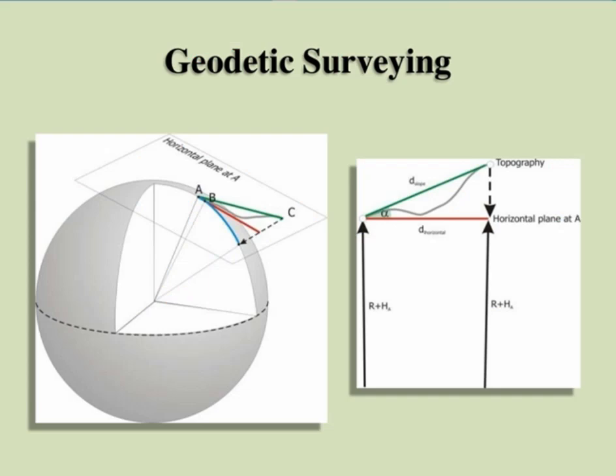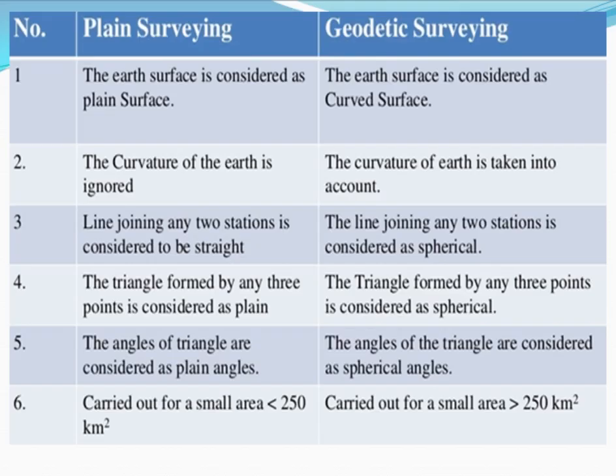Now the difference between plane and geodetic surveying. As we know that in plane surveying the earth surface is considered as the plane surface. Here the earth surface is considered as curved. The curvature of earth is ignored. Here the curvature of earth is taken into account. The line joining any two stations is considered as straight. The line joining any two stations is considered as spherical.